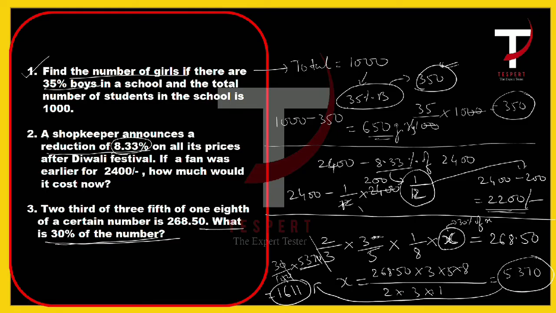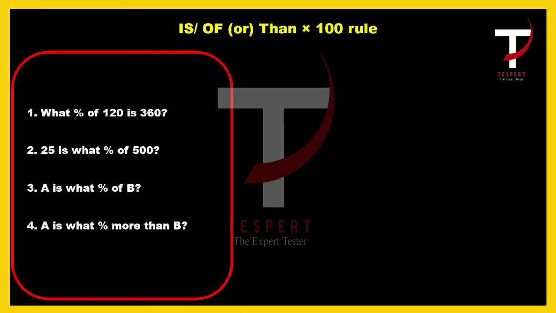So let's move on to the next slide. The "is by of" rule. Before knowing this, we will solve one problem so that you can understand the concept better. What percent of 120 is 360? What's the meaning of this? It is 360 by 120 into 100, and after cancellation we get 300%.